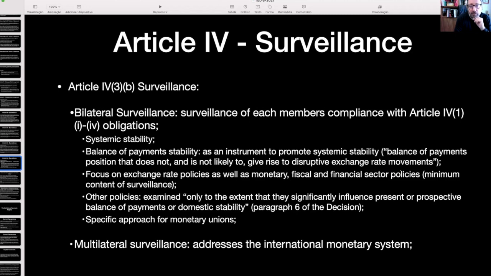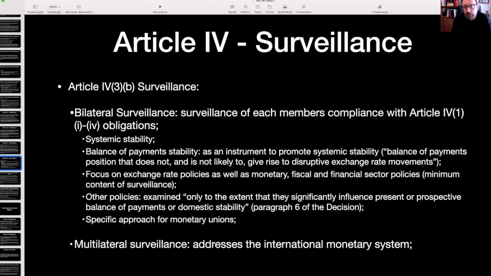is allocated. Are you going to try to reduce the level of public expenditure by privatizing firms, or on the opposite side, are you going to nationalize firms because you think that the state should have a higher role? All of this will have an impact on fiscal policy, and that comes under the surveillance of the IMF. Then other policies are only subject to the extent that they may significantly influence the balance of payments or domestic stability.